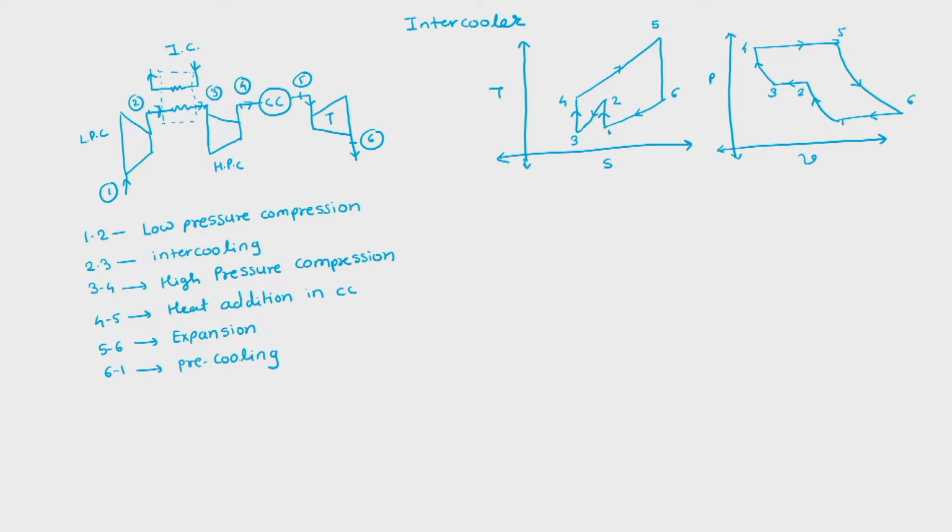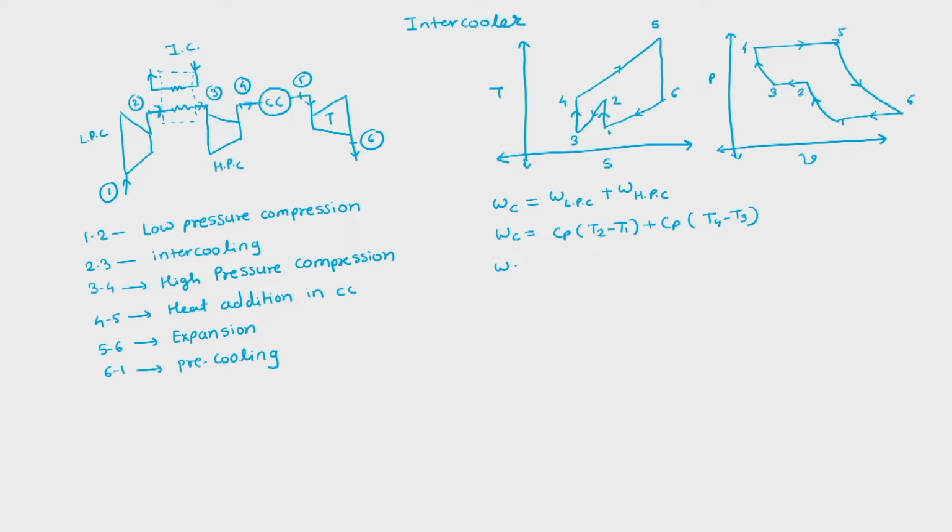Now again we can find out what the work interaction is. What is the WC here? Here there are two compressors. So WC is W low pressure compressor plus W high pressure compressor. So WC is equal to Cp into (T2 minus T1) plus Cp into (T4 minus T3).